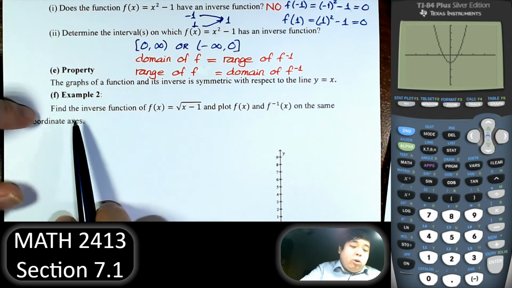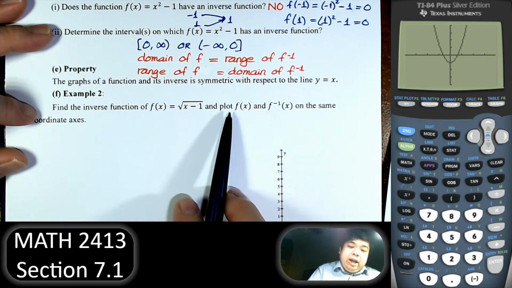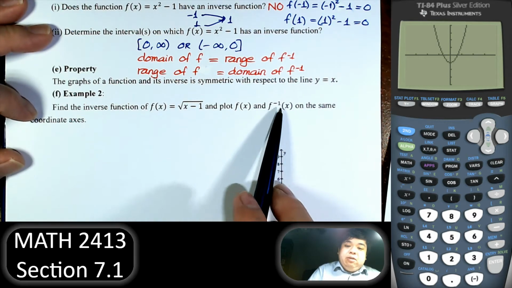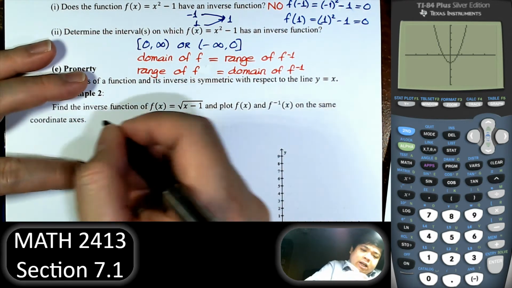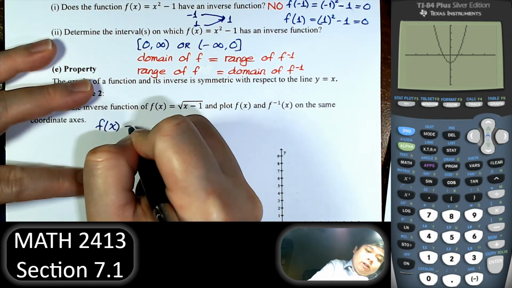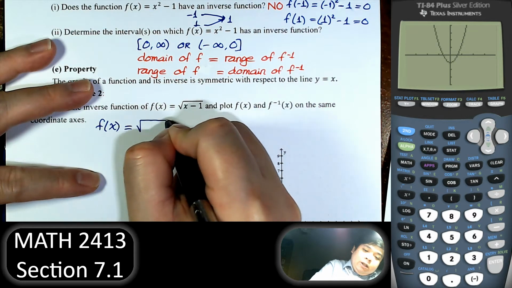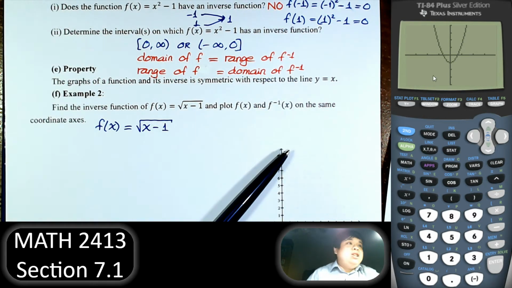So now we have an example. Find the inverse function of f of x equal to square root of x minus 1 and plot f of x and f inverse on the same coordinate axis. Right. So let's just write out f of x. This is the original function. Square root of x minus 1. Now, let's just graph that and see what happened.